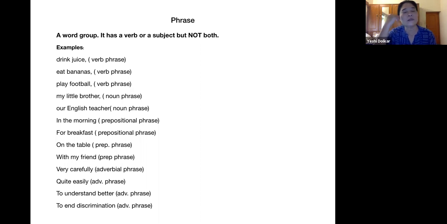To understand better, that's also an adverbial phrase. To end discrimination, that's also an adverbial phrase. That is a phrase and it's an adverbial phrase. So these are examples of different kinds of phrases.